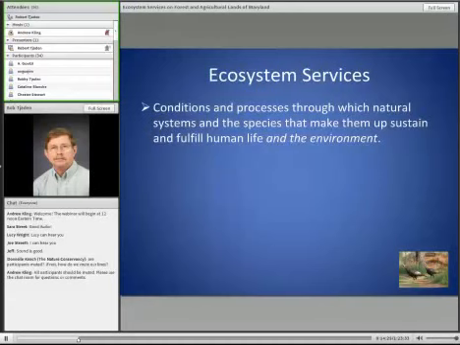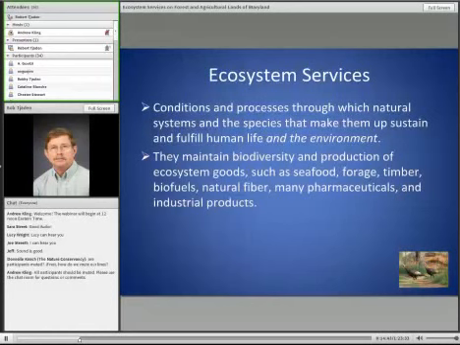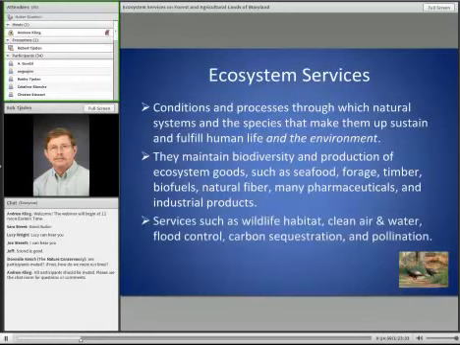They maintain biodiversity and production of ecosystem goods, such as those that we're familiar with, what I'll call a lot of market goods, such as seafood, forage, timber, biofuels, natural fiber, pharmaceuticals, and many industrial products. There are also services such as wildlife habitat, clean air, clean water, flood control, carbon sequestration, and pollination that are provided. Now, the majority of these services are non-market goods and services.